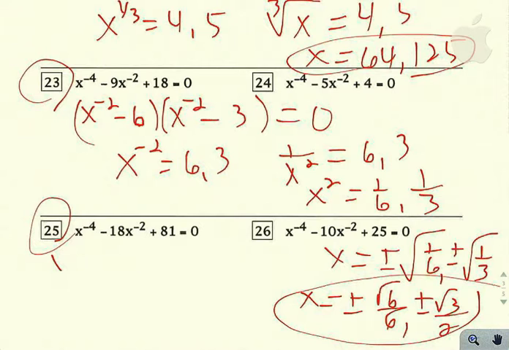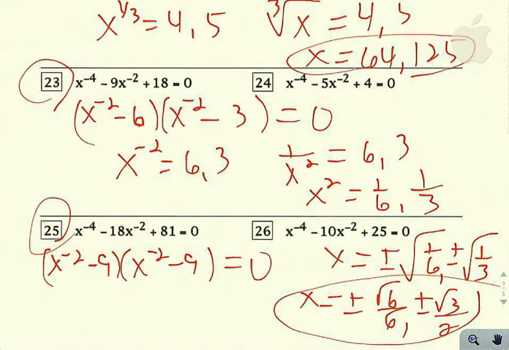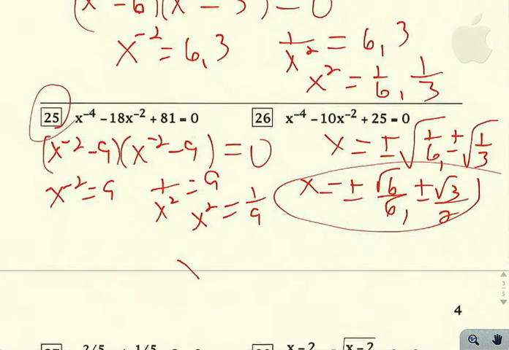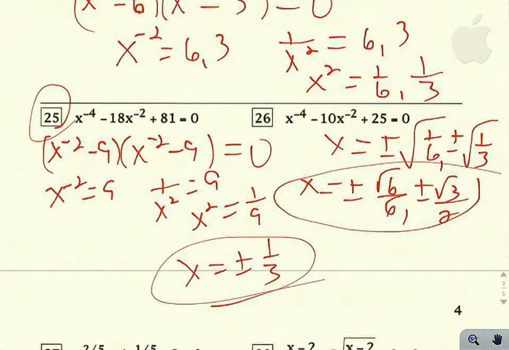So here we go again, x to the minus 2. The two numbers that multiply out to 81 and add up to negative 18 would be minus 9 and minus 9, perfect square. So x to the minus 2 is 9, which is 1 over x squared is 9. So x squared is 1/9, which means that x would have to be plus or minus 1/3. And that ends that section.